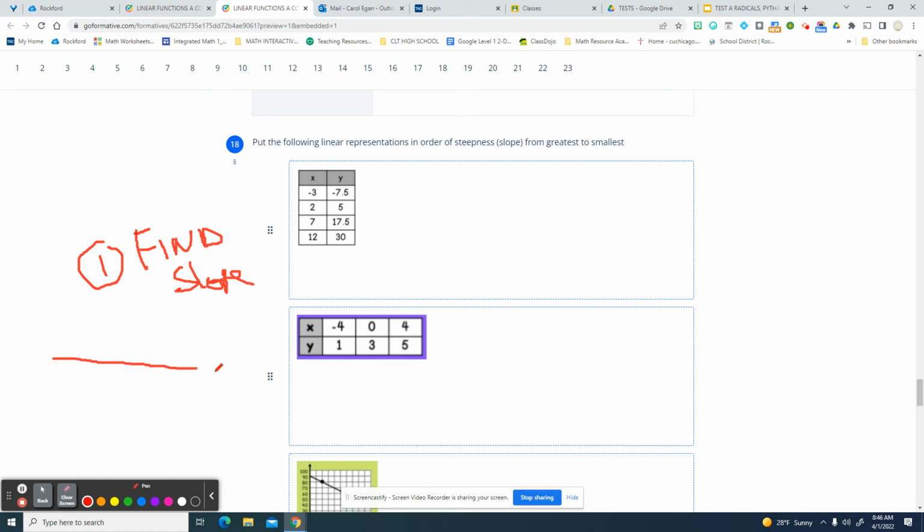And the rule is, imagine a number line. 0, remember, is a flat line. So the further away it is from 0 on either side, the steeper it is. So for example, a 2 is steeper than a -1. But a 2 versus a -4, the -4 is steeper because it's more units further away from 0 than the +2 is. So first thing, find the slope. Then, kind of ignoring the signs, put them in order of the largest number to the smallest number.